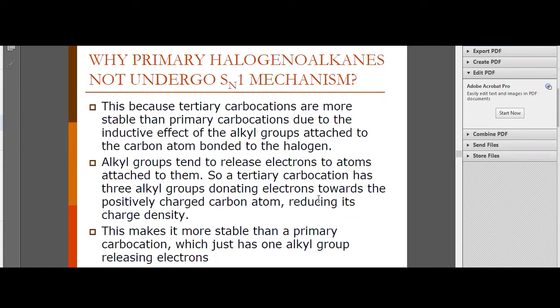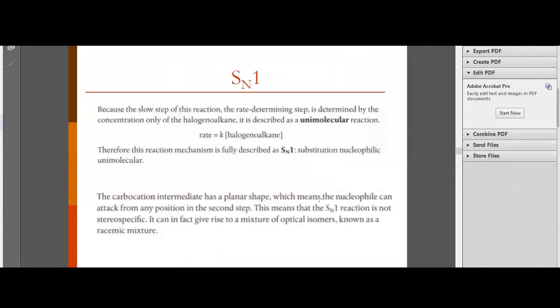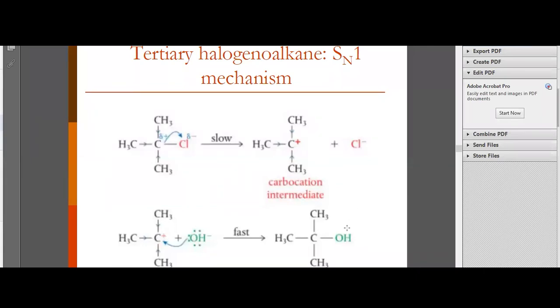So why don't primary halogenoalkanes undergo the SN1 mechanism? Why is it only tertiary? Can you imagine if the primary halogenoalkane underwent SN1? Let us draw the primary halogenoalkane, CH3CH2Cl. This is a primary halogenoalkane. If it underwent SN1, it would produce this carbocation, right?